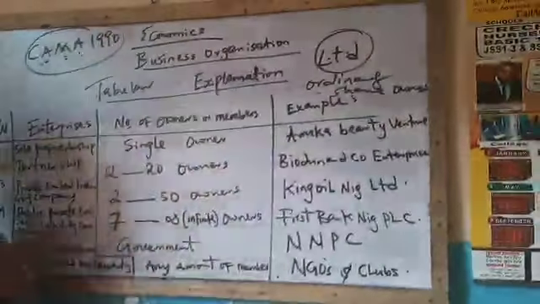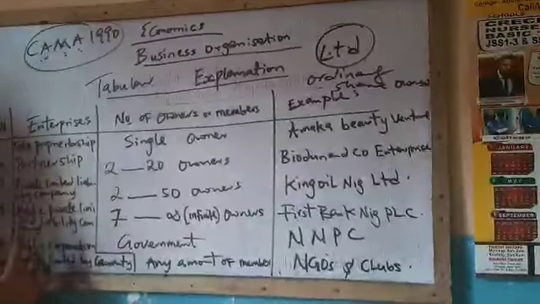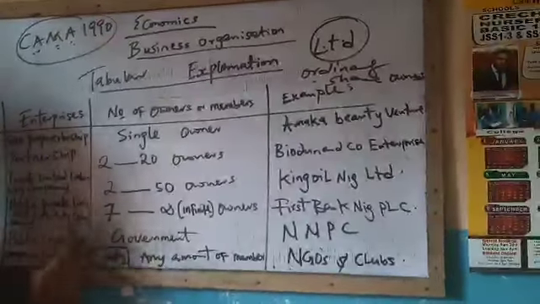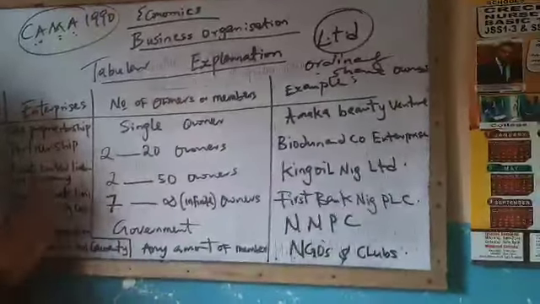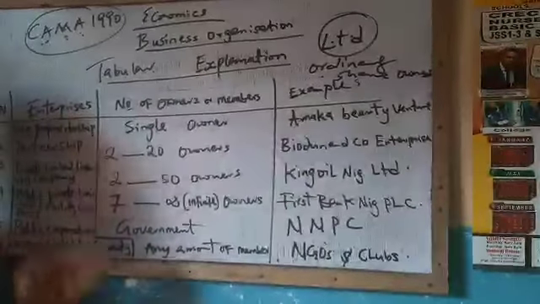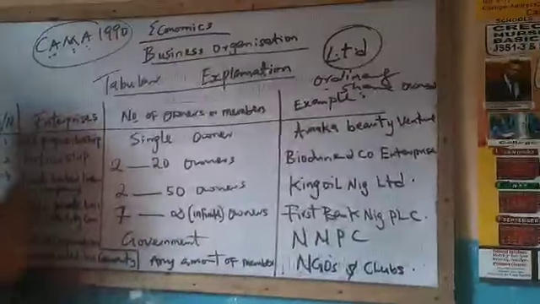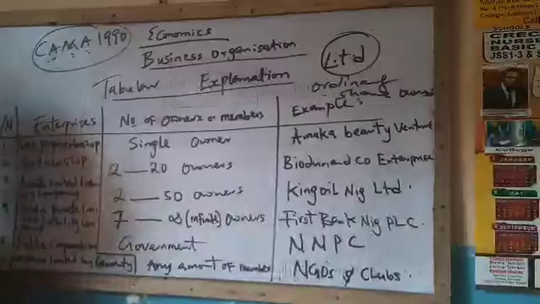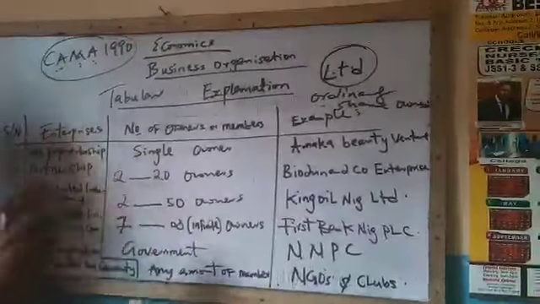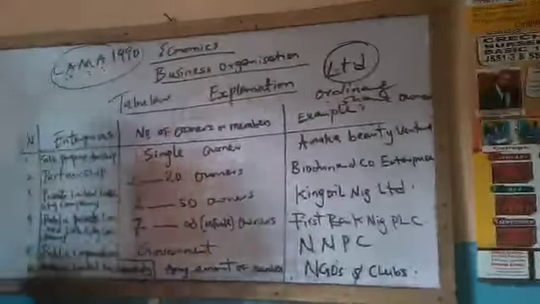Now, for the people that must be members or owners of the public limited liability company, it must not be less than 7 members or 7 owners. But the range is not identified. It is 7 to infinity owners.